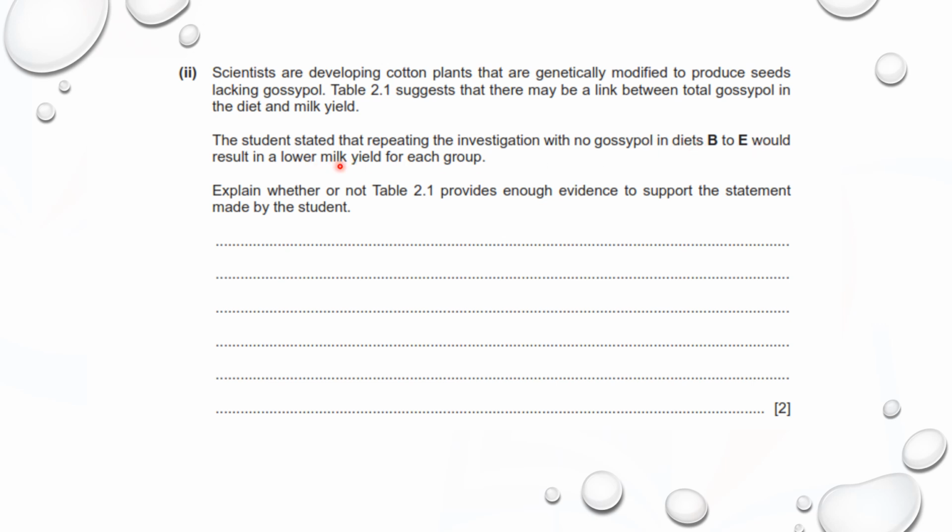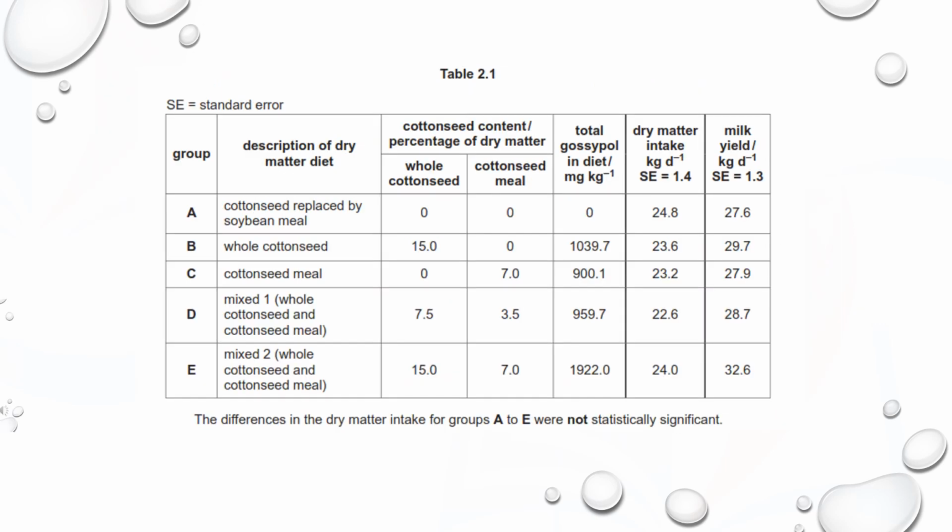Now, before you go into this, this student is implying that gossypol has an effect on milk yield. Okay, that's what it's implying. So, guys, it's saying that there's a positive correlation between gossypol and milk yield. So if you have no gossypol, milk yield will be less. Then the question is, explain whether or not Table 2.1 provides enough evidence to support the statement made by the students. The student is saying there's a relationship between them and a positive correlation for that matter.